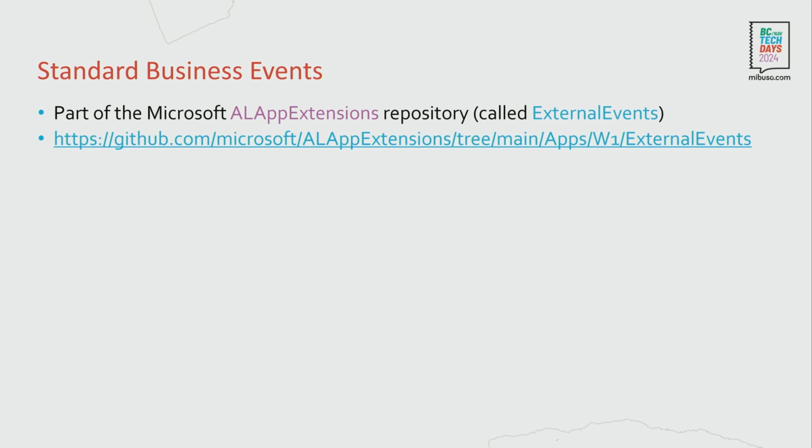When we talk about standard business events, Microsoft introduced this two versions ago as a part of the AL App Extension repository, where they created a custom external events app. You will notice in the system that Microsoft wasn't consistent here. In one place they call it external events, in another place business events, and somewhere they also call it external business events. So we'll just call it business events here.